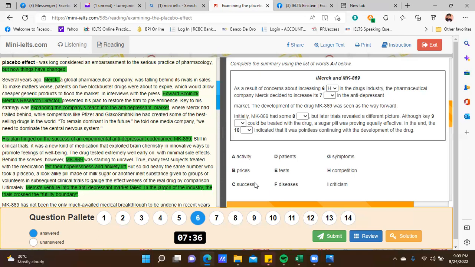It's not prices, it can't be success. It's not patience. Could be success. Could be test. Company suites. Activity? Success? Activity. Former card. It's not symptoms. It's not criticism. So we remove this. Could be test. It's not disease. It's not patients. Could be activity, could be test, success. Could be success. So, even with just one tentative answer, guys, which one is the best for you?